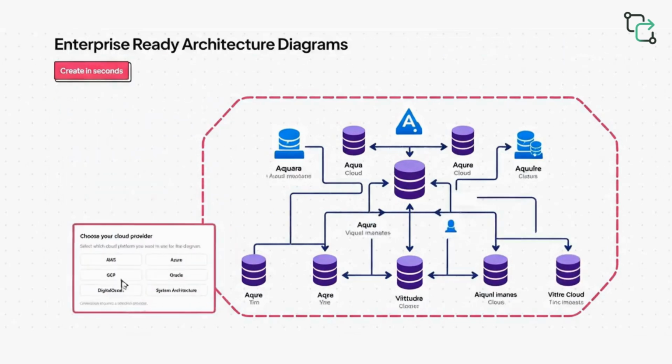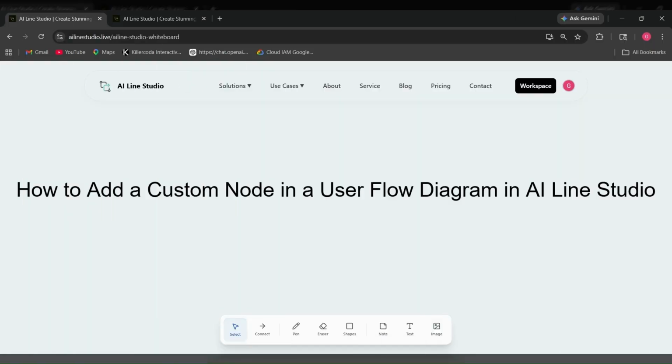Clear, structured, production ready. Hello everyone, welcome to ALN Studio tutorial 170, and today's topic is how to add a custom node in a user flow diagram in ALN Studio.